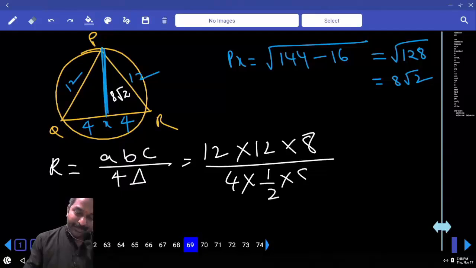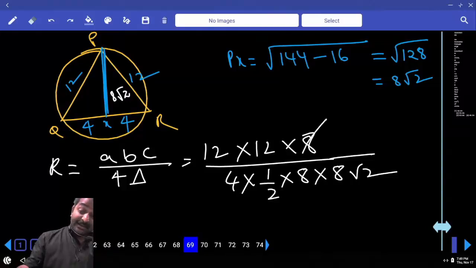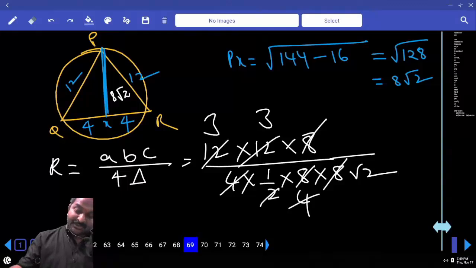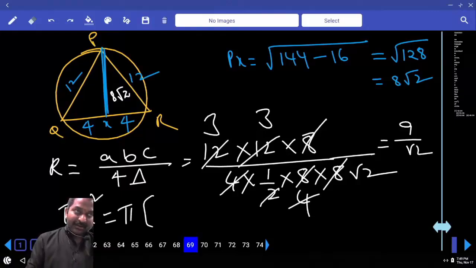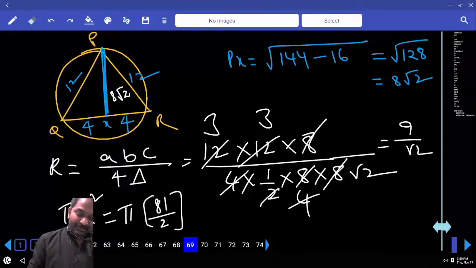Half, base, into height. 8 gets cancelled. 4, 3 times. 2, 4 times. Which is equal to 9 by root 2. Answer, pi r square. Pi into r square, 9 by root 2 whole square, 81 by 2, which is 40.5 into pi.